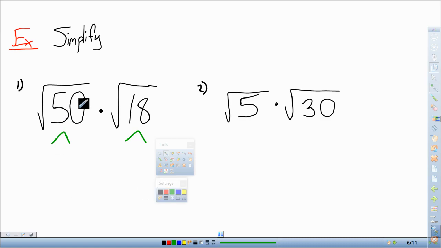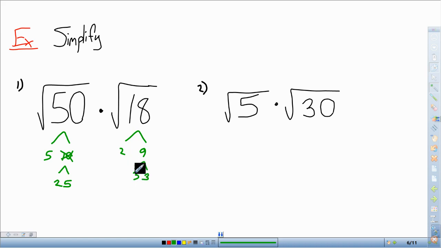break them down. Okay, so 50, I'm thinking 5 times 10. 5 is prime. 10 can be broken down into 2 times 5. Cross it out. 18, I'm thinking 2 times 9. 2 is prime. 9 broken down into 3 times 3. Cross it out. Okay, so here is everything I've broken up.